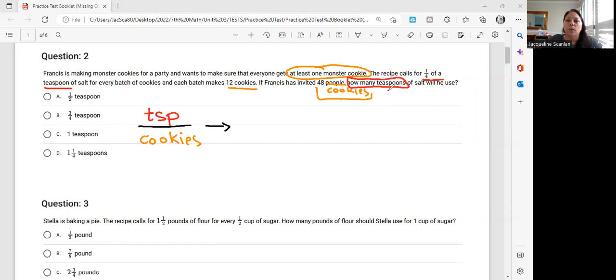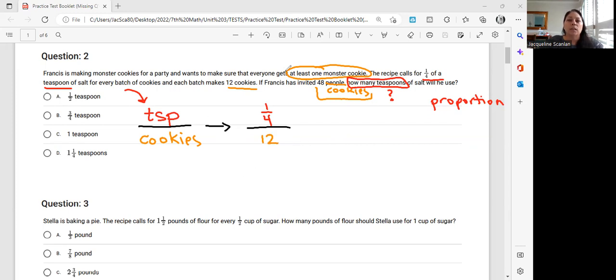That's my unknown. So I'm going to set up what's called a proportion. We are going to use a proportion here. Well, that's kind of what we used in the last problem. All right, and I'm going to use my setup right here to help me figure out what numbers go where. So for the teaspoons, I'm going to put 1/4 of a teaspoon in the numerator or on top. And on the bottom, I'm going to put my number of cookies, which is 12. So for every 12 cookies, he uses 1/4 a teaspoon.